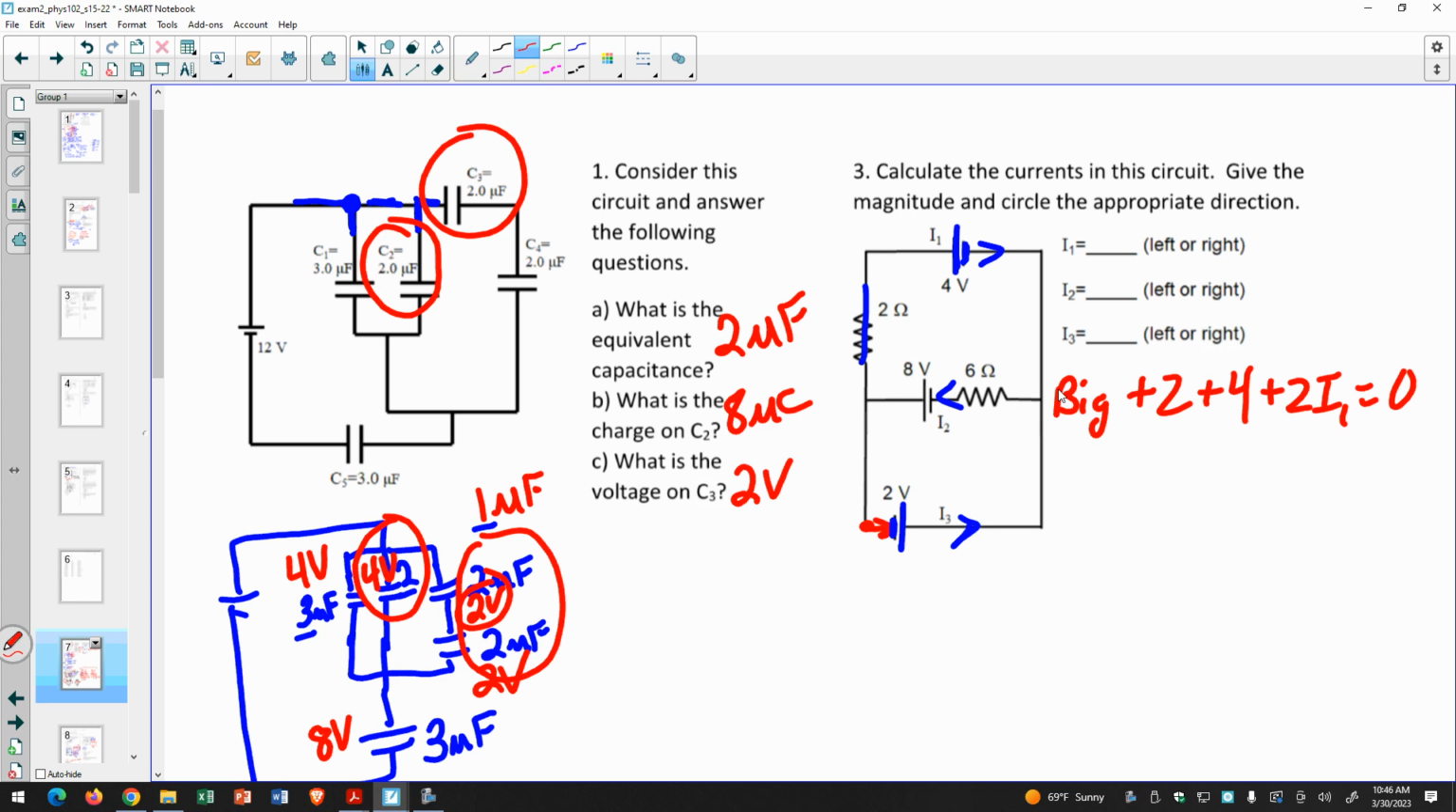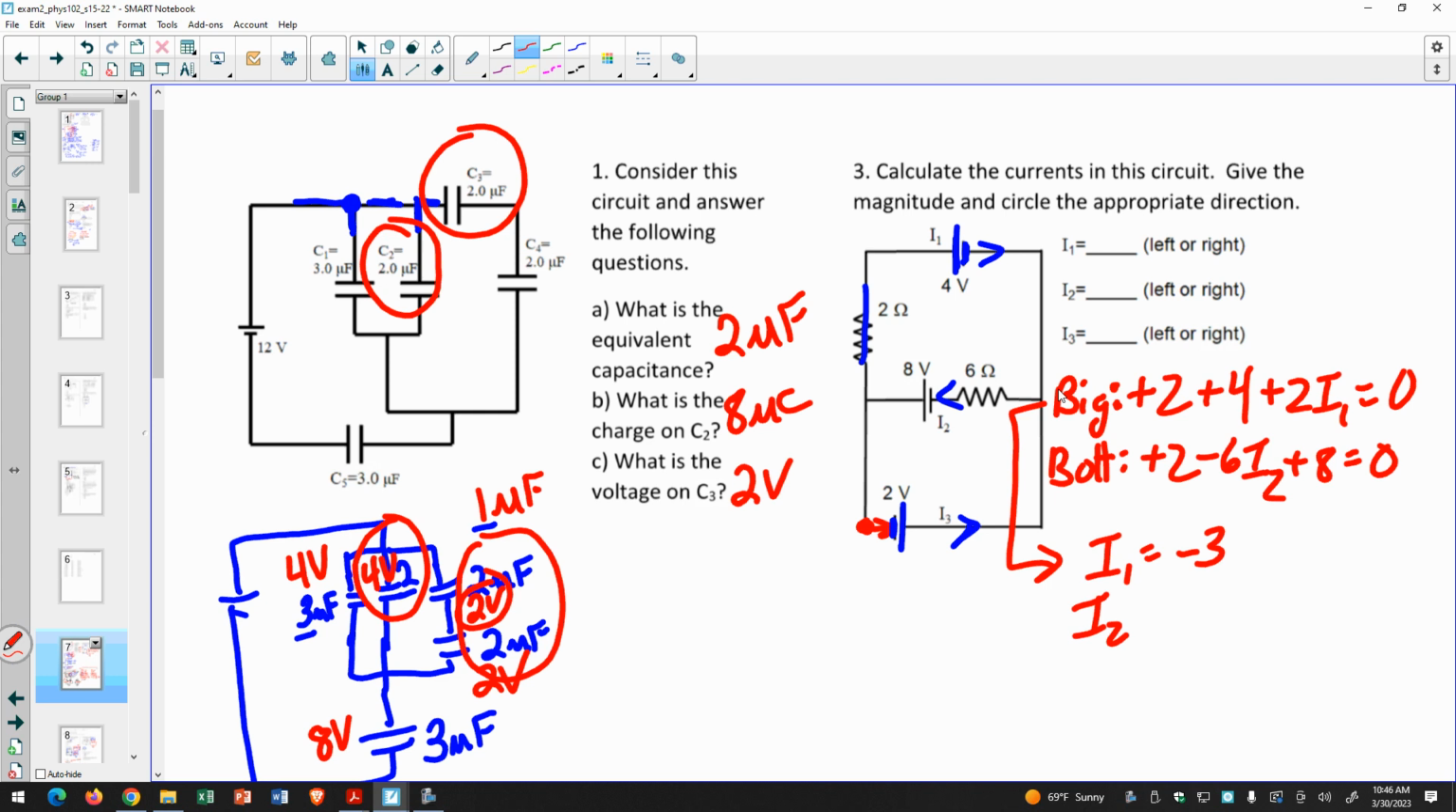Then to do the bottom, let's start here, that's plus 2, minus 6I2, plus 8 equals 0. All right, so I can solve each of these. I have 6I1 equals negative 3, and I2 is 5/3. Yeah, I think I'm doing this right. All right, so there's I1 and I2. Fortunately, because I chose those loops correctly, there are equations with just a single unknown, so that makes it a lot easier.